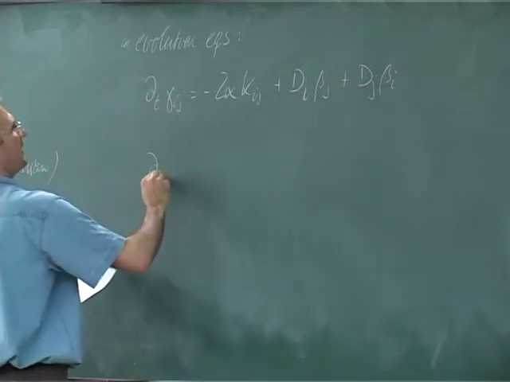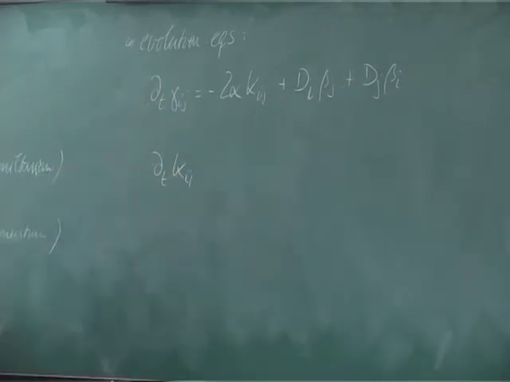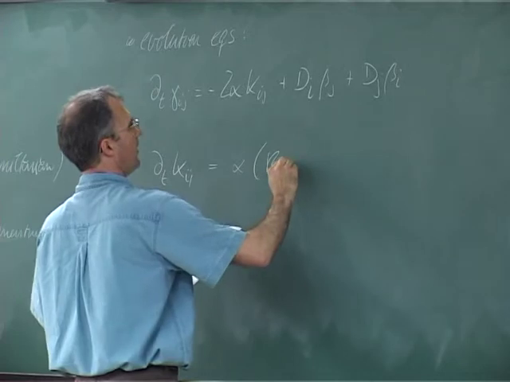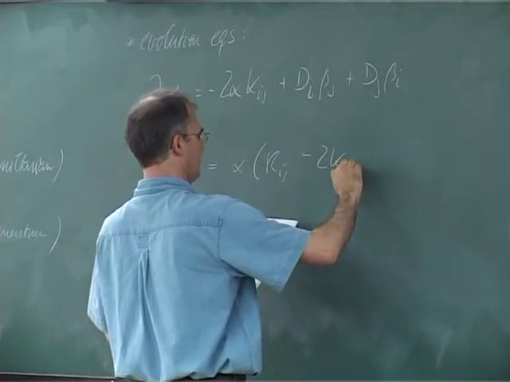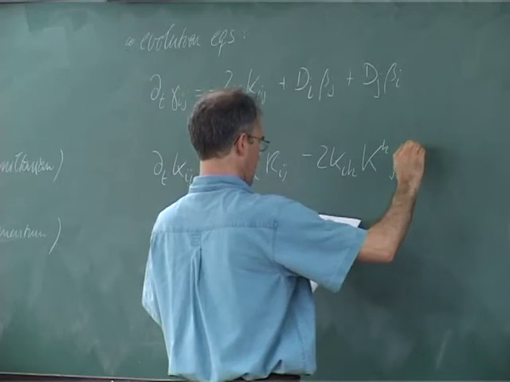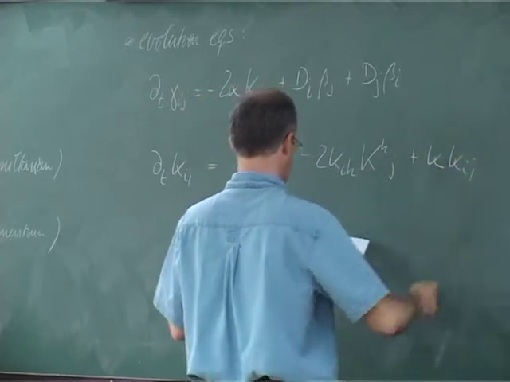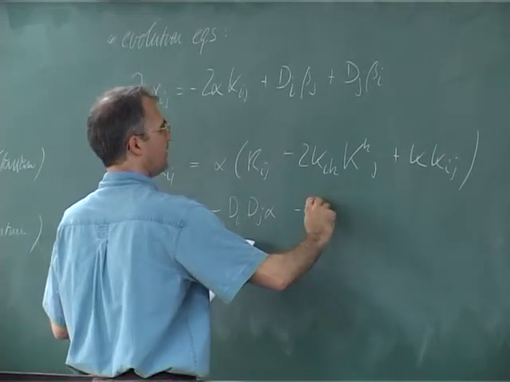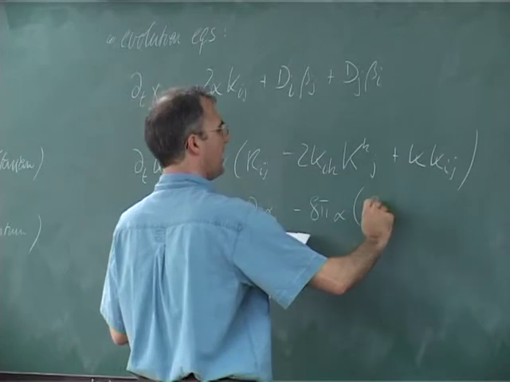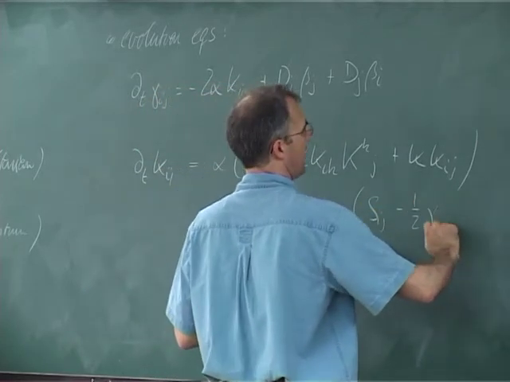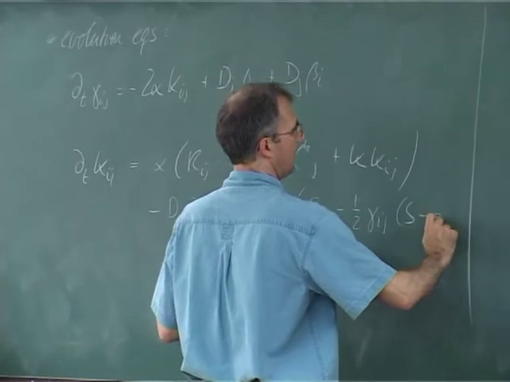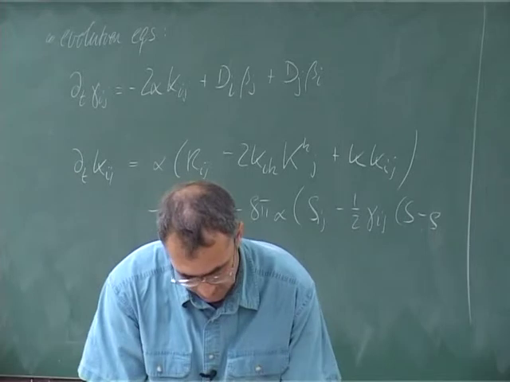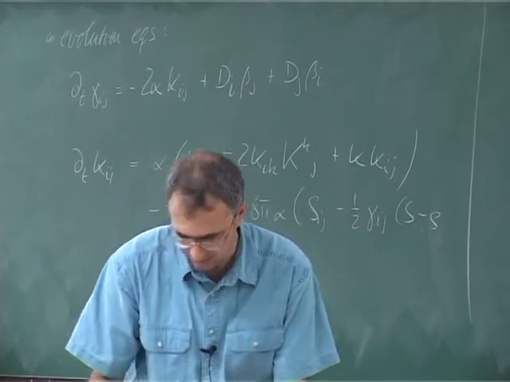And then I get the last equation, which is now the evolution equation for K_ij. That gives me alpha times R_ij minus 2 K_ik K^k_j plus K K_ij, minus D_i D_j alpha minus 8 pi alpha times S_ij minus 1 half gamma_ij. This is a little bit lengthy. Plus, is it plus rho or minus rho? That I forgot right now. Is it a plus? No, minus. Okay, then my notes are correct.